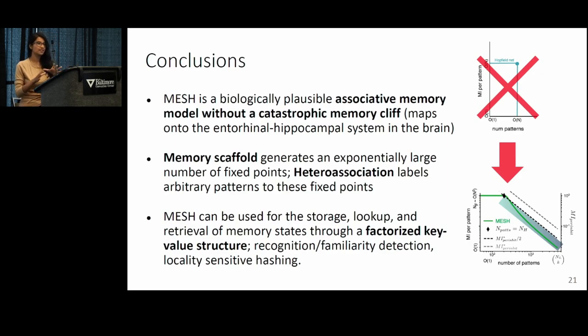So in summary, mesh has this memory scaffold, which has an exponentially large number of predefined fixed states, and arbitrary patterns can be stored in mesh through heteroassociation by tagging on to these fixed points. And lastly, mesh can be used as a memory device, but also for familiarity detection or locality-sensitive hashing, and also as a key-value memory in any of the state-of-the-art AI architectures.